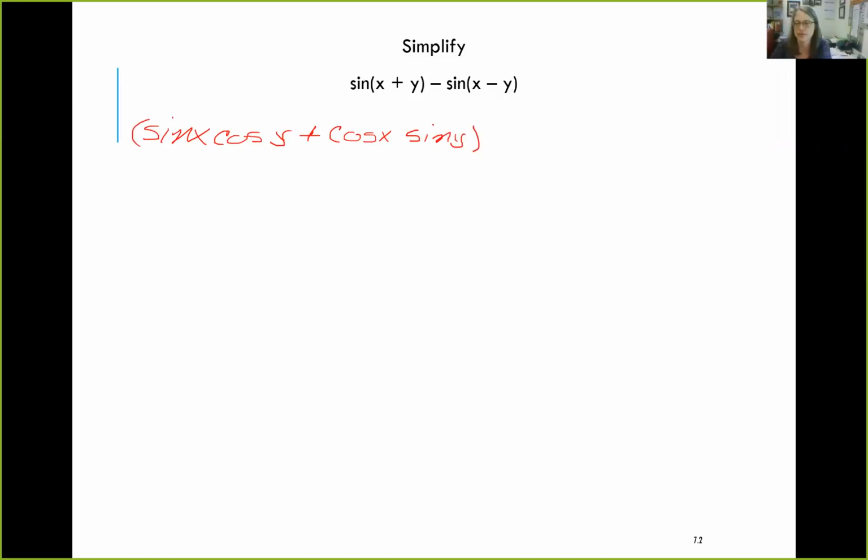Now we're going to subtract from that. Pretty much the same thing, except what's going to be different? Instead of an addition, we're going to have a subtraction. So it's going to be sine x cosine y minus cosine x sine y. All right, distribute my negative sign through, and it turns out these guys cancel. This becomes a positive, and we just end up with 2 cosine x sine y. And that's it.